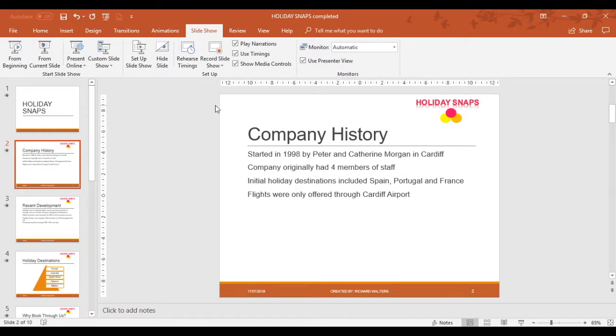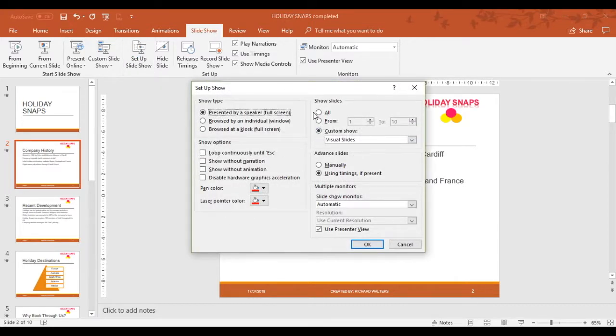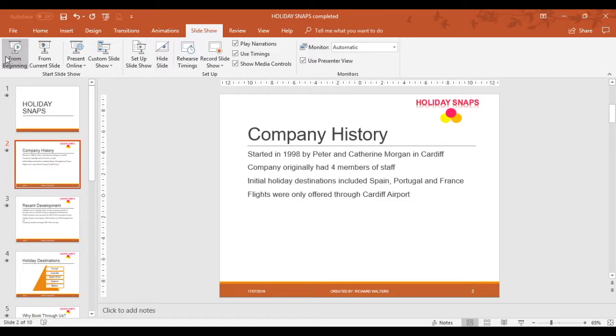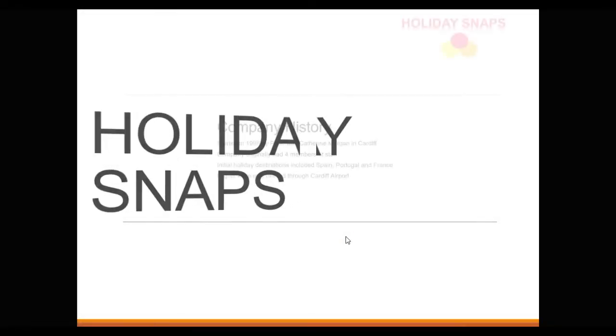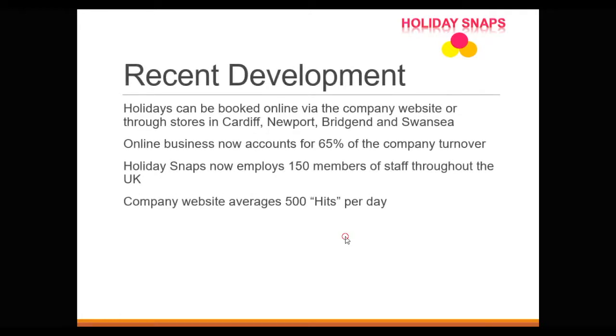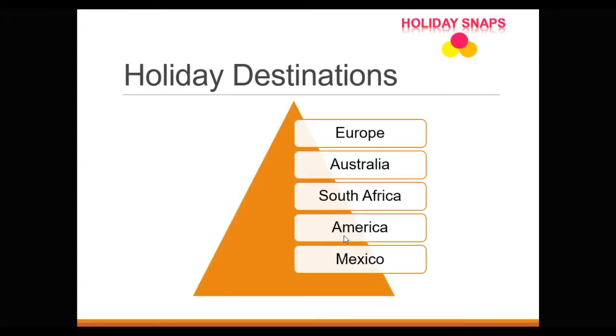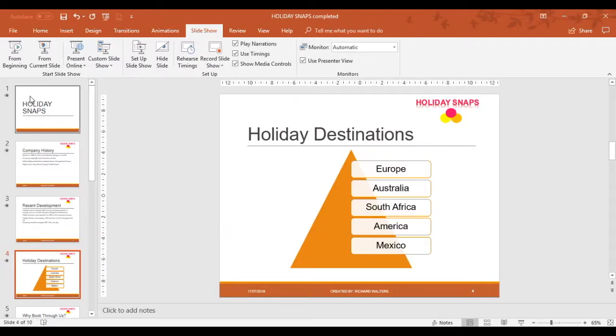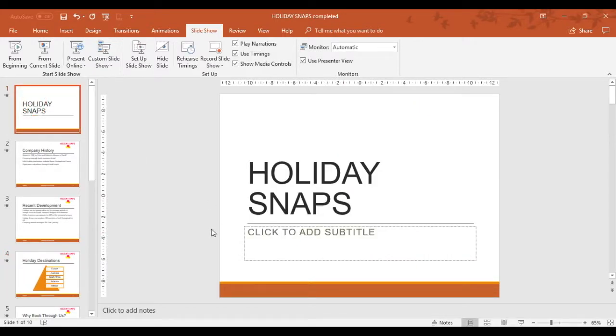If you then wanted to set it back to the entire presentation, Slideshow tab, Setup Slideshow, and then change it back to all. Click OK. Now if I go from beginning, it's going to go from slide 1. And now we're back to the text slides. And I'm going to press Escape at this point to come out of the presentation. But this completes the use of custom shows within Microsoft PowerPoint, and displaying custom shows within the presentation, as well as setting the slideshow back to all slides.